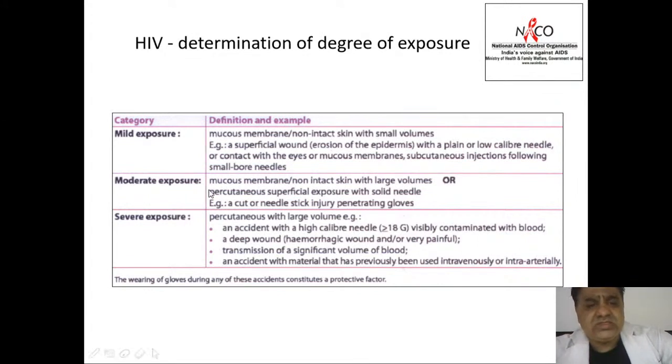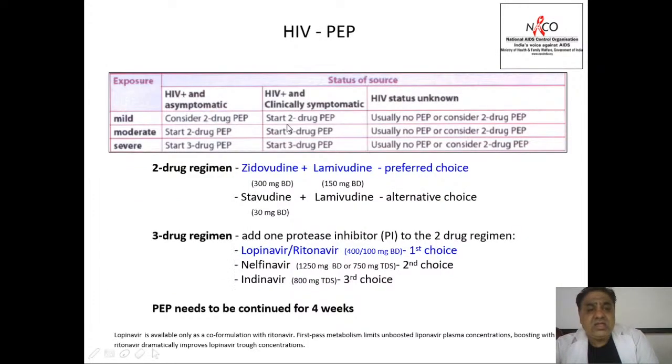Mild exposure is to mucosa or non-intact skin with small volumes. Moderate exposure is mucosa or non-intact skin with large volumes of blood. And severe exposure is percutaneous, large volumes of blood. So this you can read up from the slides. I'll share the slides with you. Then you classify the exposure as mild, moderate, severe and start therapy based on your status.